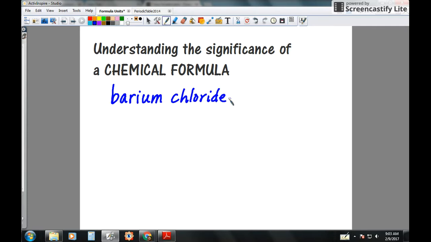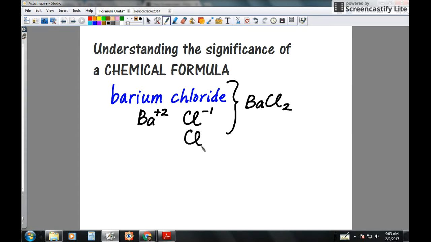You probably remember that in order to write this formula, you have to figure out the charge because it's ionic. Barium is positive 2 and chloride is negative 1. And since we don't have to do all that work anymore, we can figure out that the formula of barium chloride is BaCl2. Why? Because you need 2 chloride ions to be involved in forming this compound.